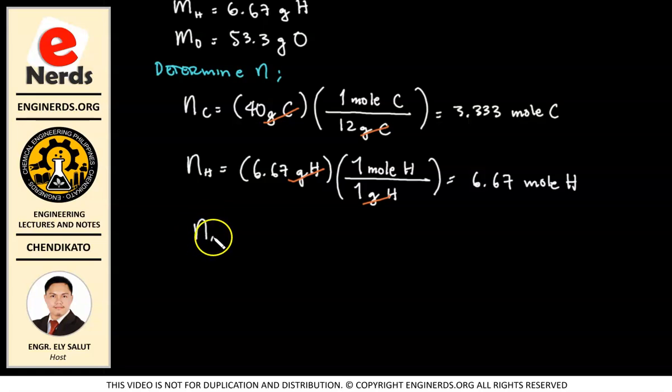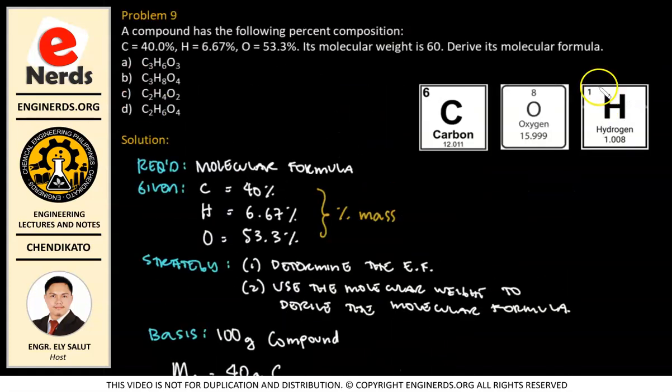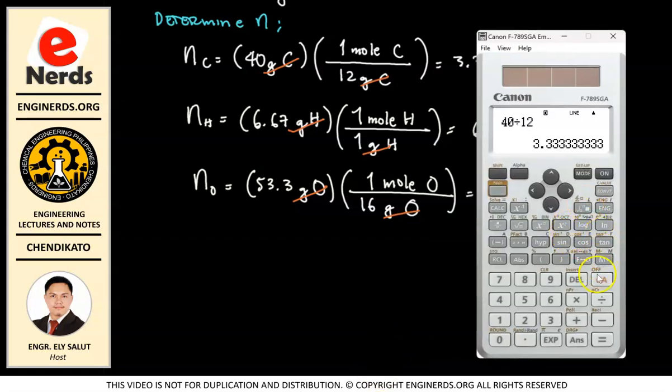Okay, for the number of moles of oxygen, we have 53.3 grams of oxygen. So divide that by its atomic mass. For every 1 mole of oxygen, based on our periodic table, we have 16 grams of oxygen. So our unit will be cancelled out, and what's left is the moles of oxygen. So we'll use our calculator.